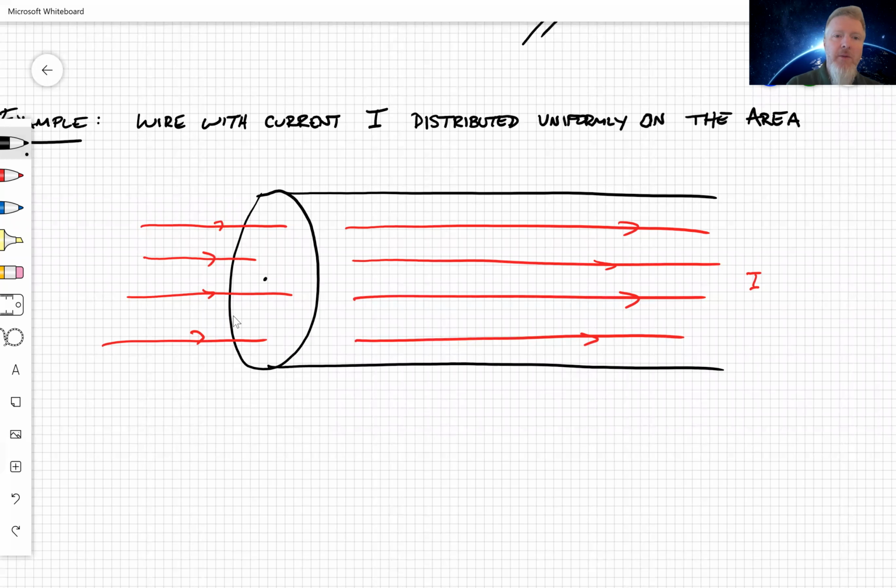Let's give the wire a radius A. All right. And suppose that, let's see, what do I want to do here?